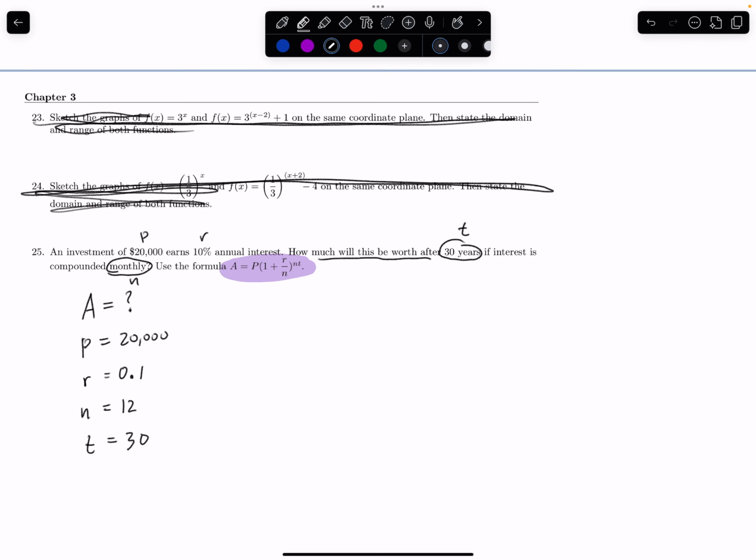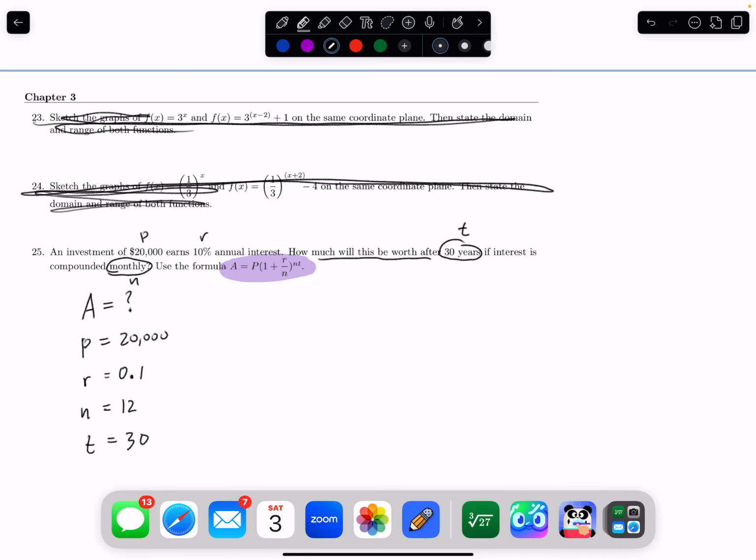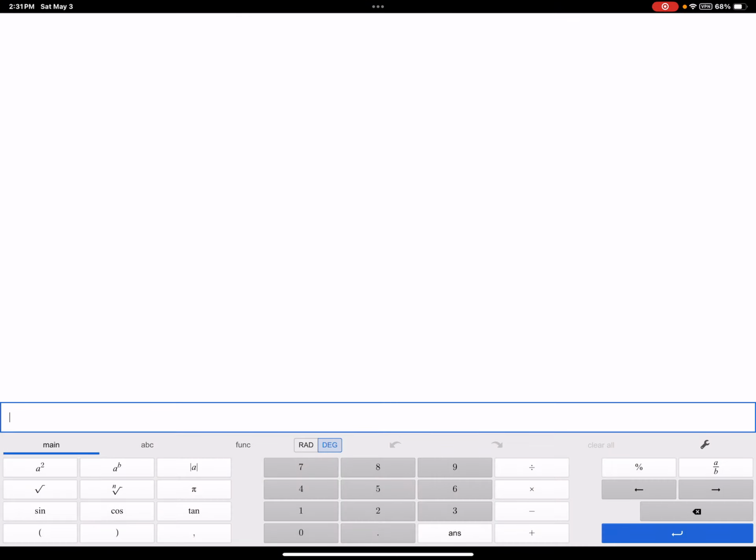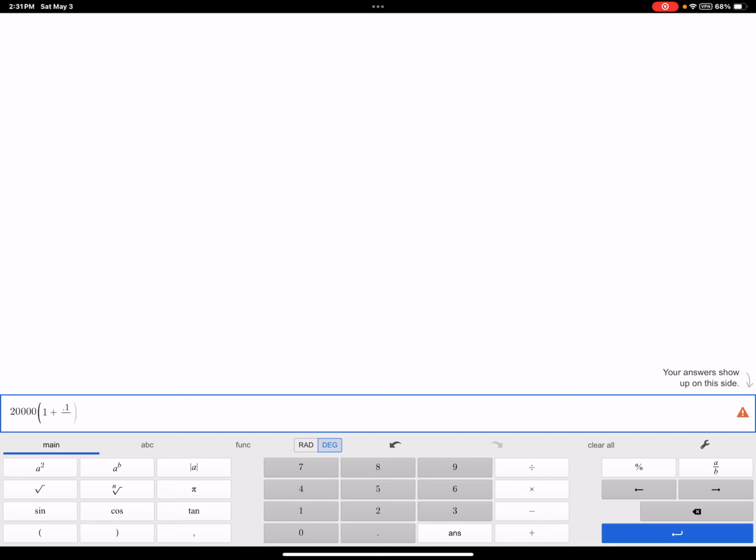let's see. A equals P. P is 20,000. I'm just trying to commit this to memory: 20,000, 0.1, 12, and 30. Okay. So 20,000 times 1 plus the rate, which is 0.1, that's R, over N. N was 12.